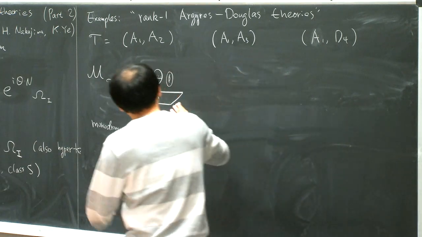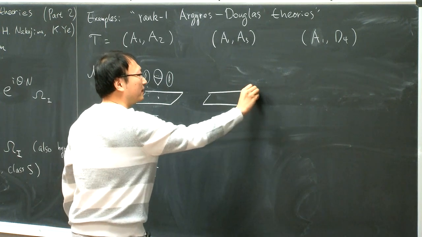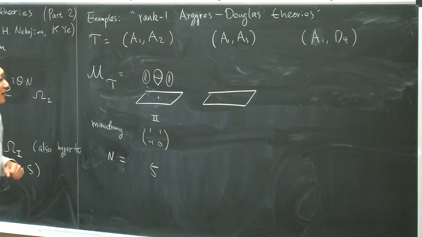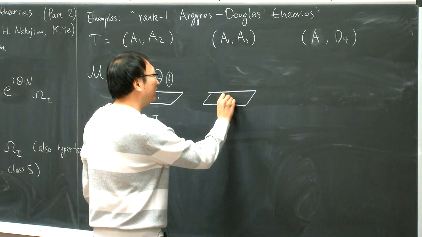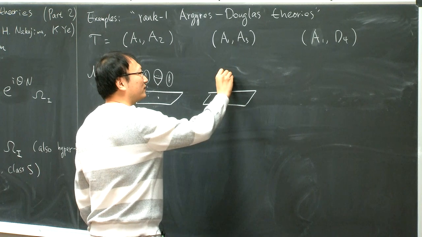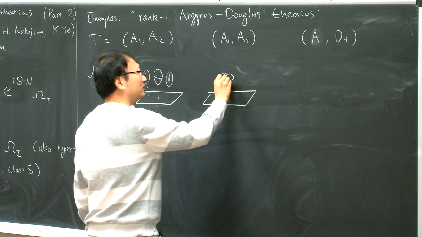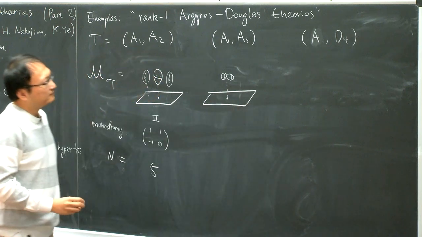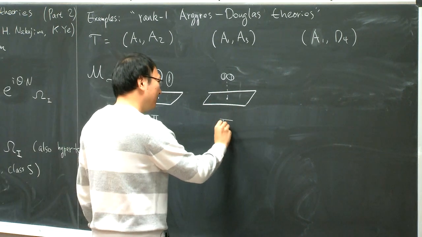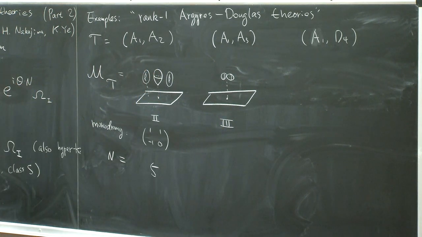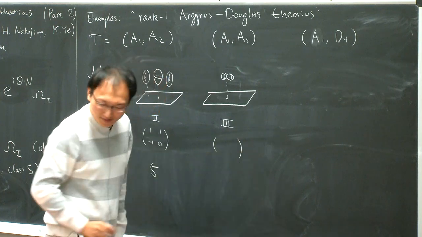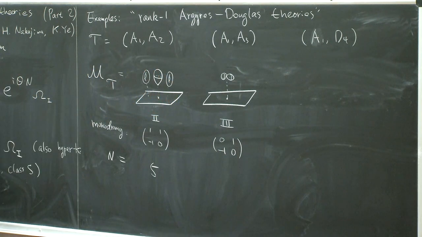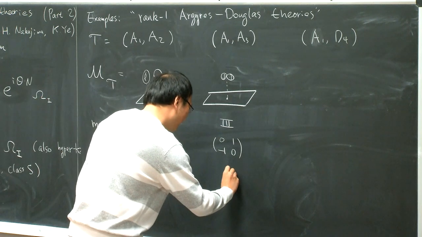For the second theory, you have a similar picture. The base is still one-dimensional, so it looks like a complex plane, but with a singularity of its special Kahler metric. And over this point, you have a fiber that roughly looks like this. And this is type 3 singularity in Kodaira's classification. And the monodromy is given by this particular element in SL(2,Z). And for this theory, n would equal 3.